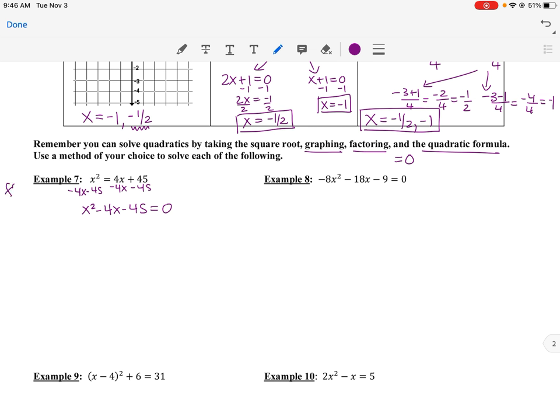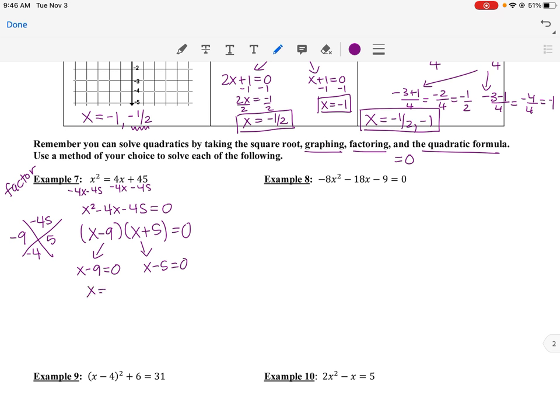I'm going to try to factor here, because if I can factor, I think factoring or graphing are probably the two easiest methods. So we're looking for what multiplies to -45 and adds to -4. So I've got a -9 and a +5. Okay, so that does factor. x minus 9, x plus 5 equals 0. So now I just set both of these factors equal to 0 and solve for x.